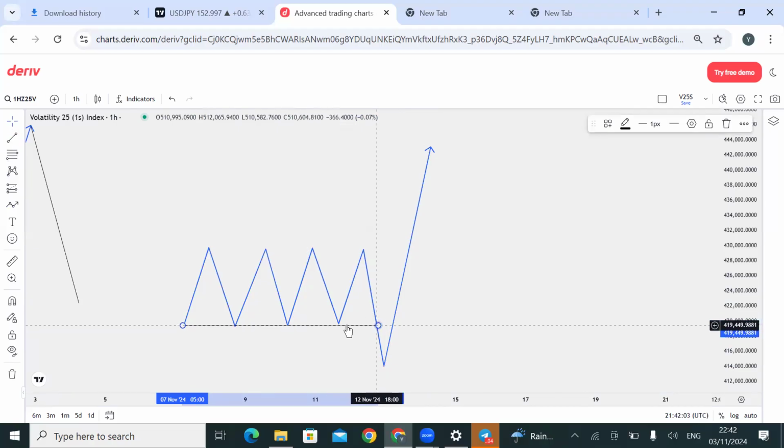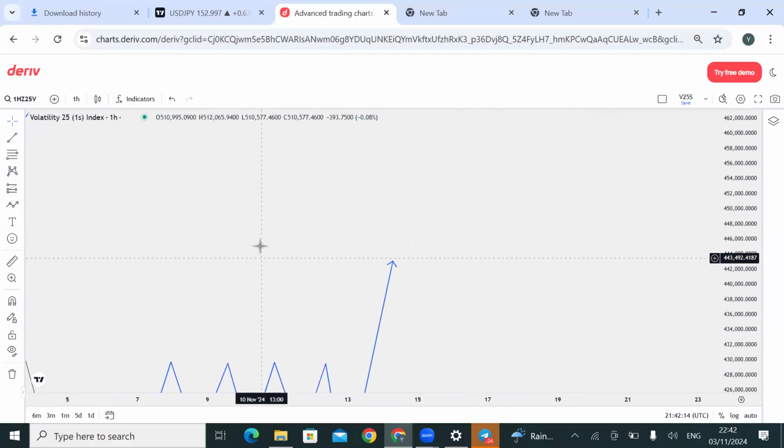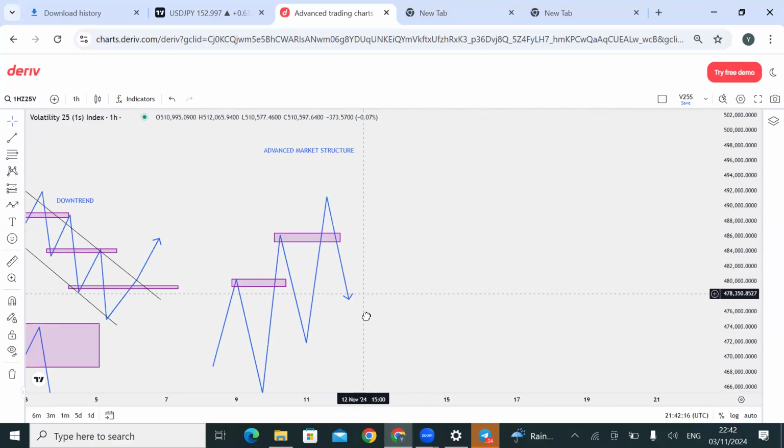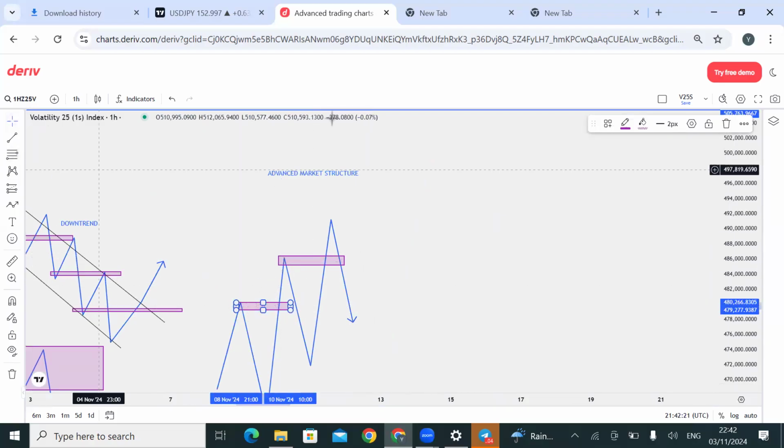But today we're not studying about liquidity. I think the next class, there's going to be a class for liquidity. So this is simply how it works. So now let's go to advanced market structure.